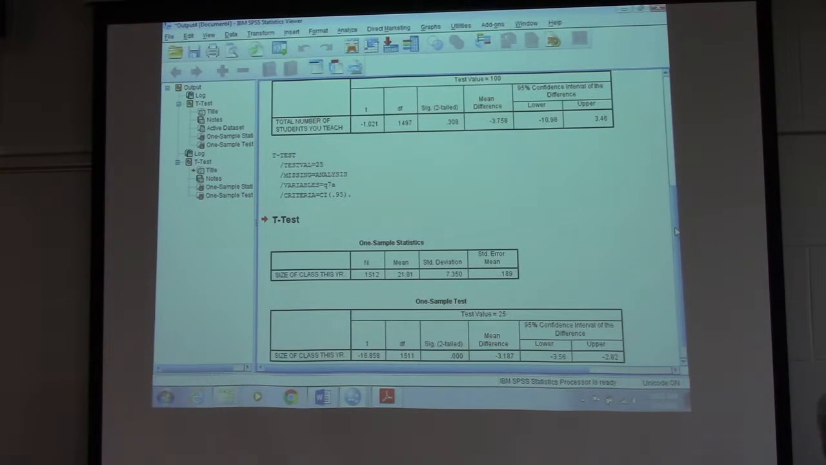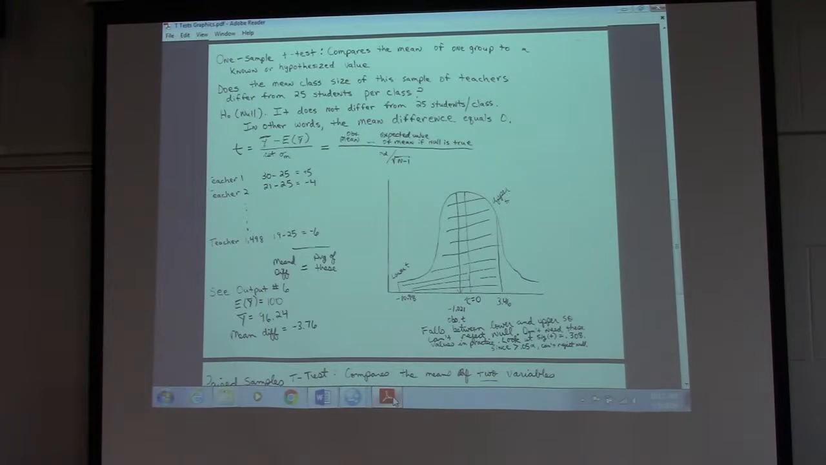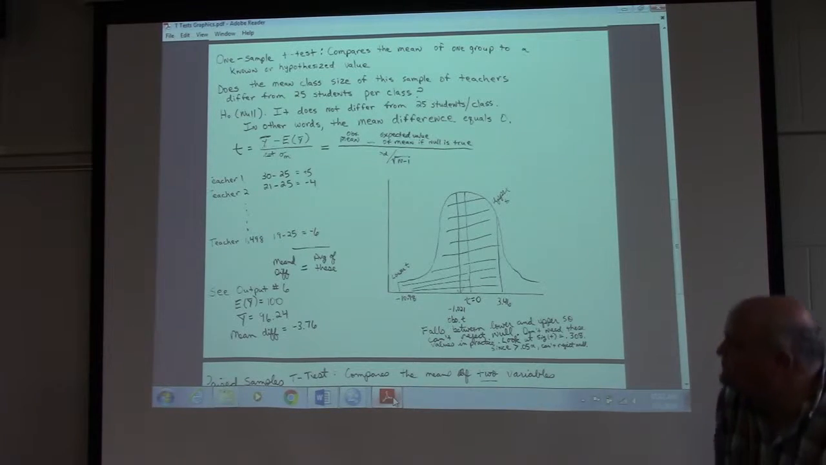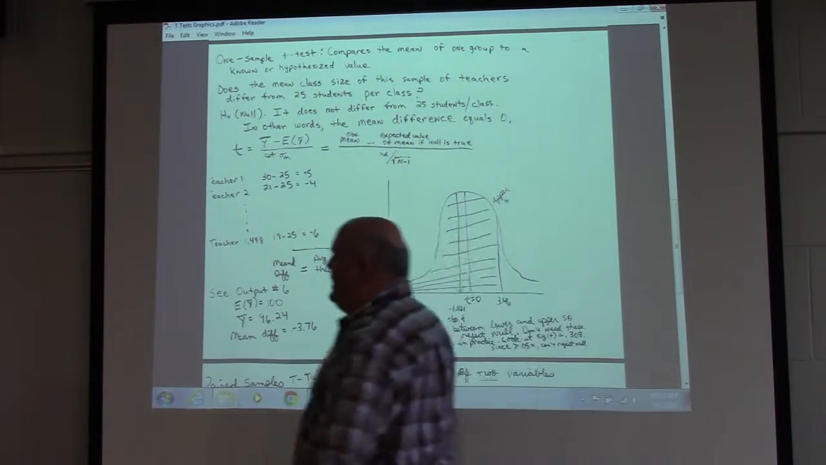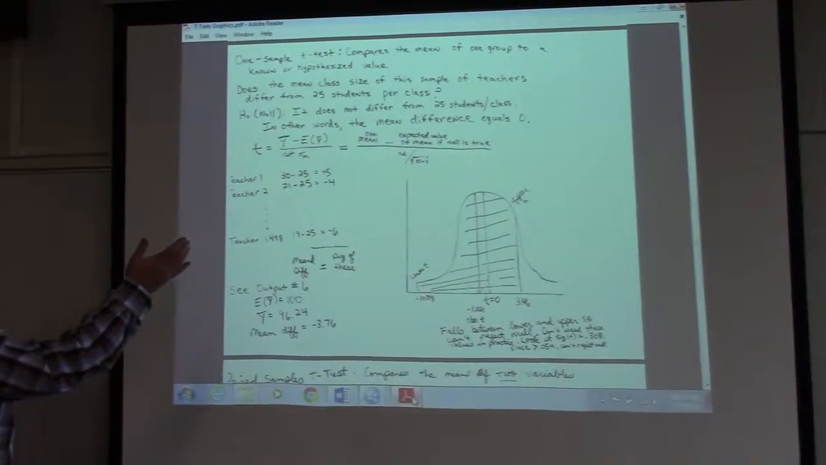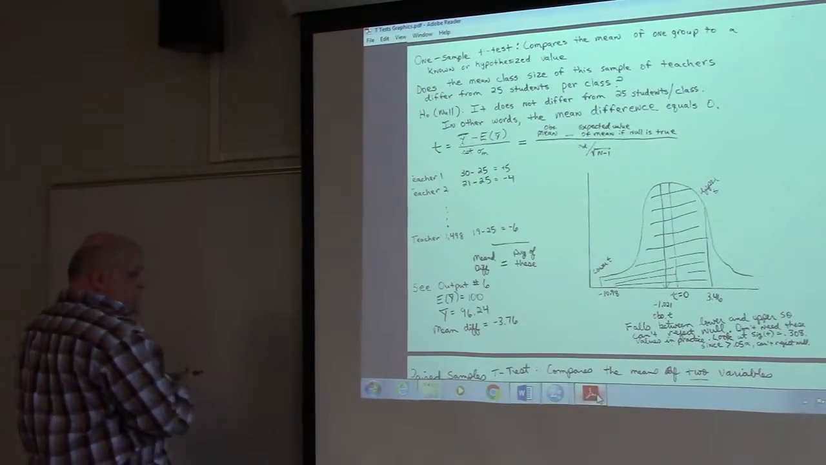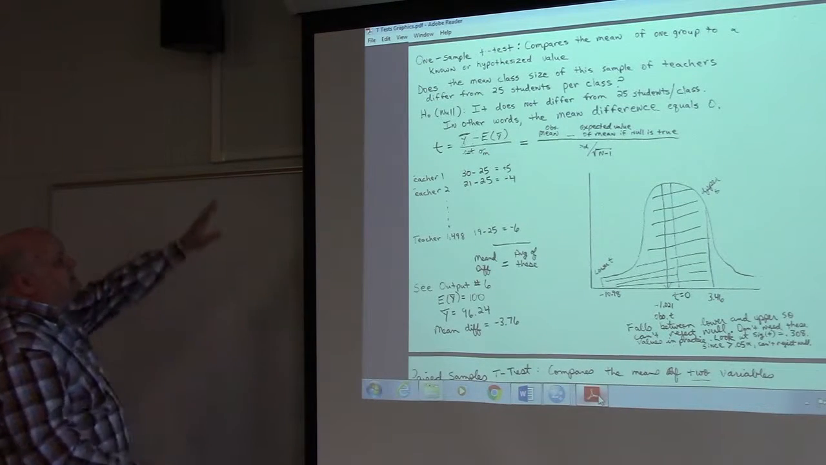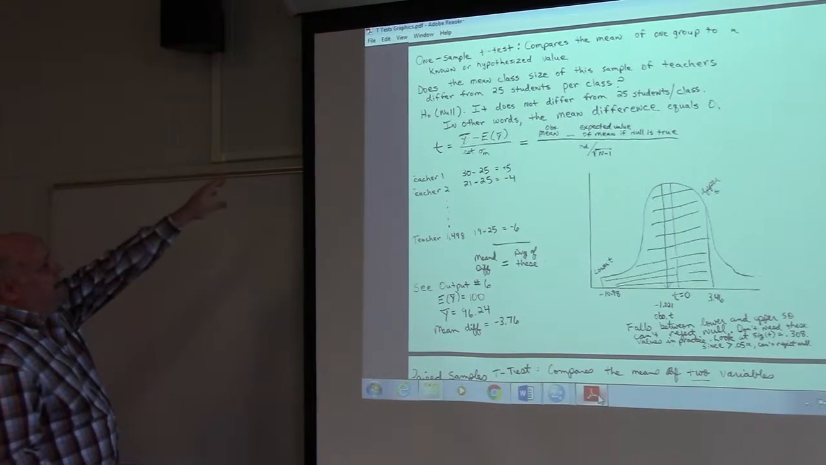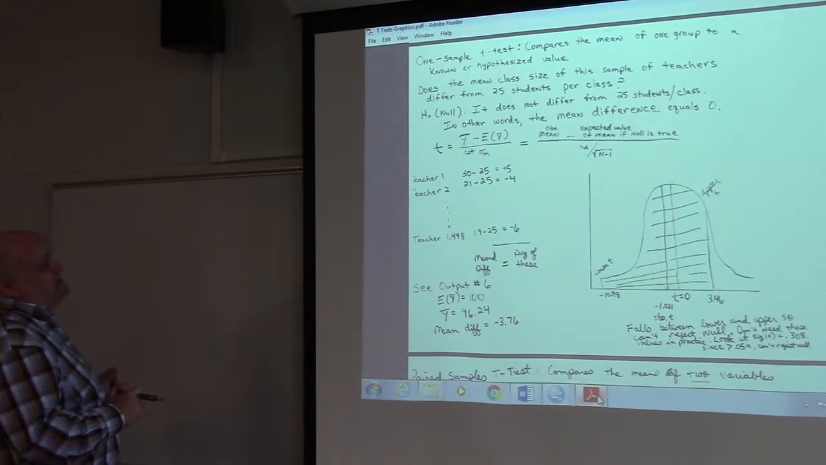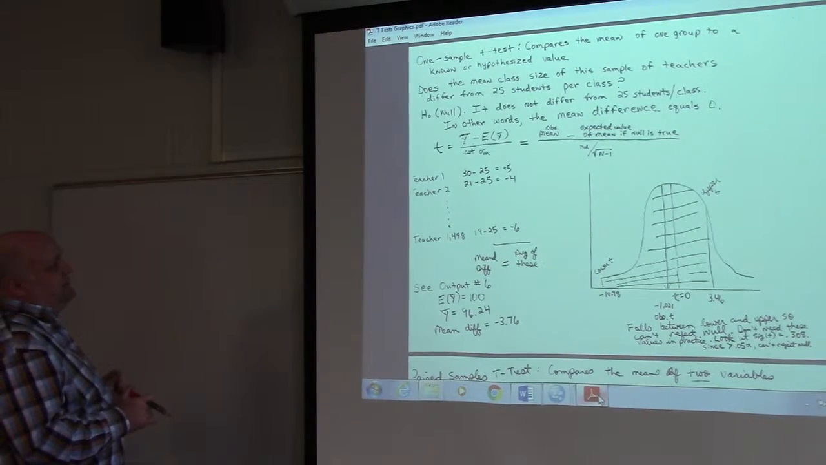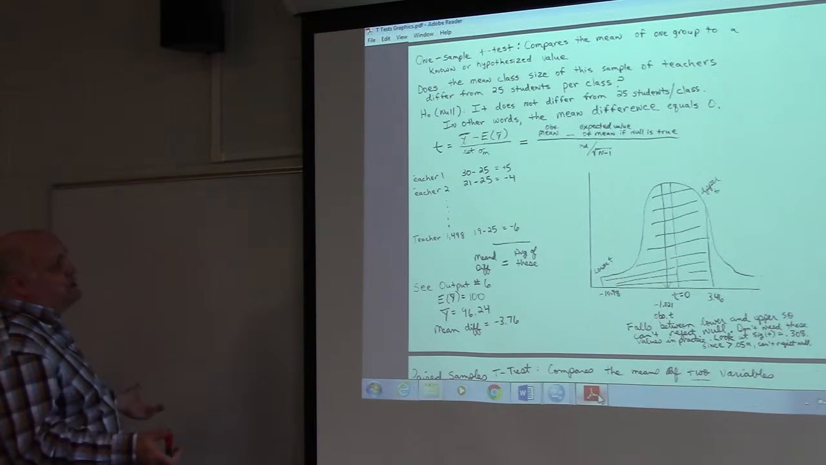Now, I want to draw a picture, because a picture's worth 1,000 words sometimes, to show you what that test just did. I'm never going to ask you to memorize a formula, but I want you to conceptually understand the test. So here we looked at, does the mean class size of this sample of teachers differ from 25 per class? Our null is no.